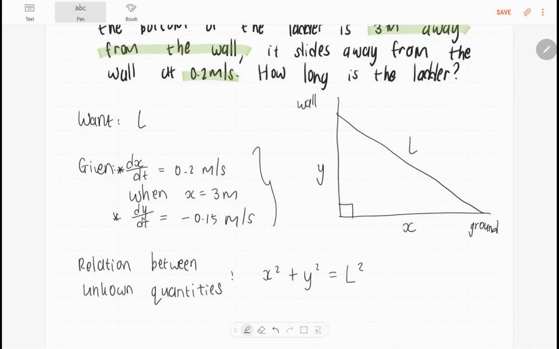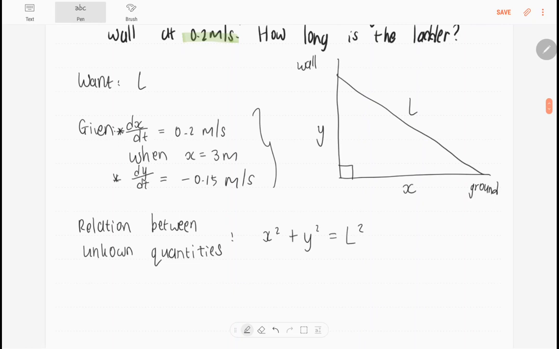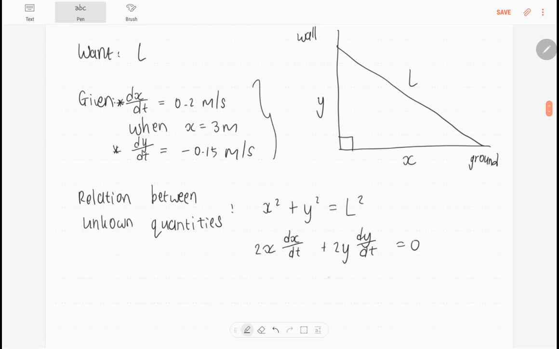So we first need to get dx/dt and dy/dt so that we can substitute the values into the equation. So what I'm going to do is apply implicit differentiation. Then I get 2x dx/dt plus 2y dy/dt. And remember, L squared is just a constant, so its derivative is 0. I can write this as y dy/dt equals minus x dx/dt.